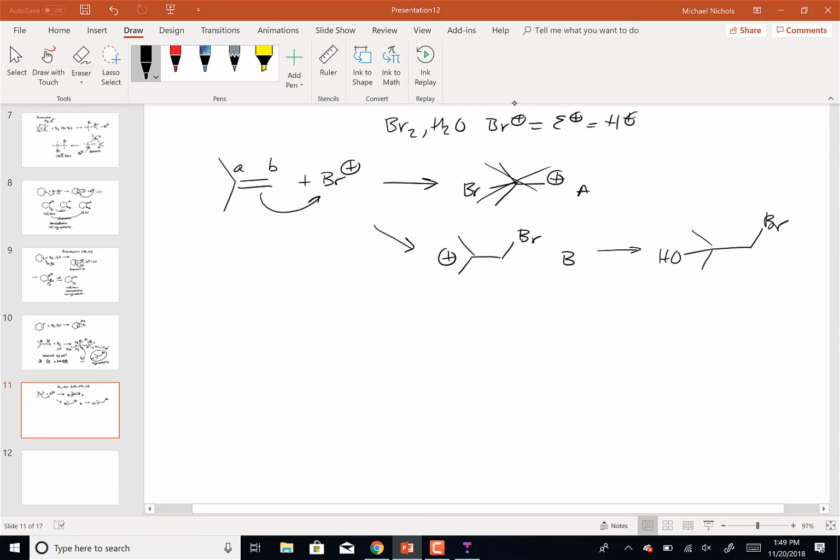So to summarize for this reaction, what do we have? We have a Br and an OH, Markovnikov addition with the bromine going to the carbon with the most hydrogens, and 100% trans. And that would be the three characteristics of this reaction.